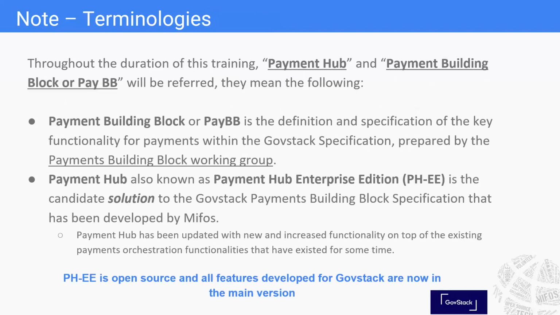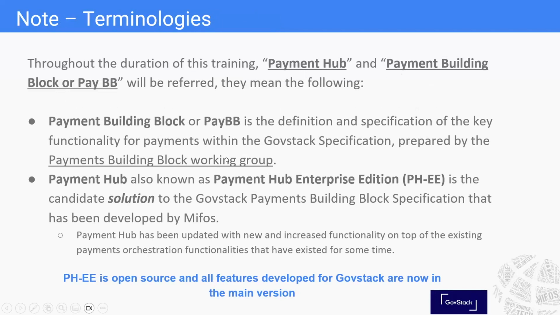Some of the main terminologies could be used interchangeably, but they're widely different. We wanted to clarify, we'll be mentioning Payment Hub and Payment Building Block. Payment Building Block was actually the initial specification that was created by the Payments Building Block Working Group. This was the set of requirements that was set down.